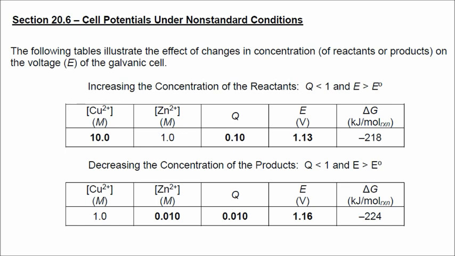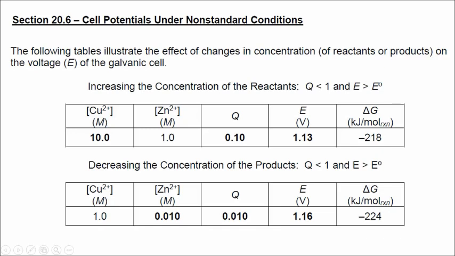You can also increase the cell potential by decreasing the concentration of the products. So now zinc's concentration is 0.01 moles per liter. Again, Q becomes less than 1, and the cell potential increases. So either increasing the concentration of the reactants or decreasing the concentration of the products will cause Q to be less than 1, and the cell potential becomes greater than under standard conditions.